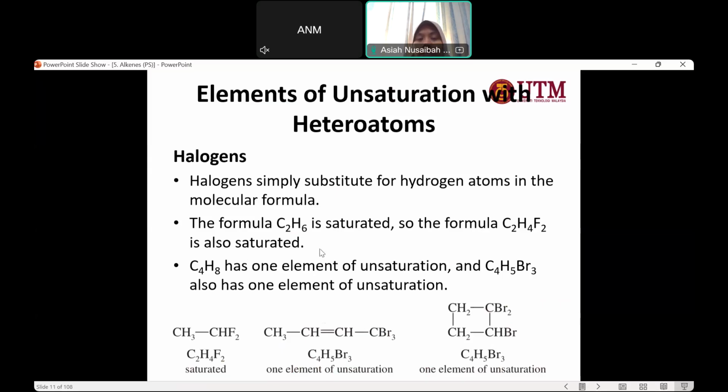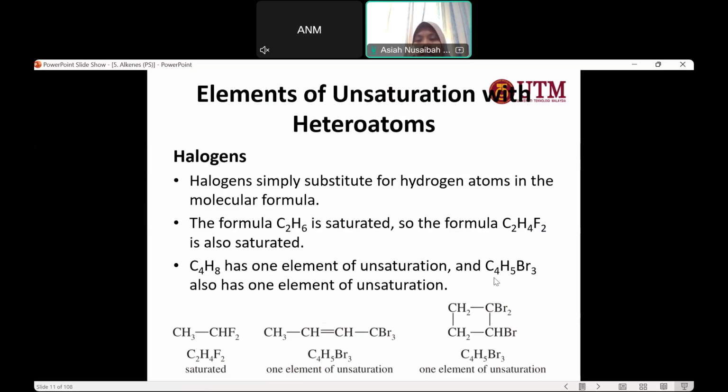Here we have 2 C, 6 H. For C2H4F2, F is a halogen, so in calculating the elements of unsaturation, we simply consider F as H. Similarly, we have 2 C and 6 H for C2H4F2. C4H8 has one element of unsaturation because it has 2 fewer H as compared to the saturated compound.